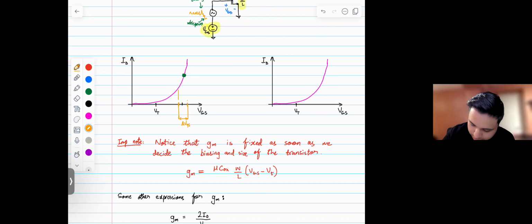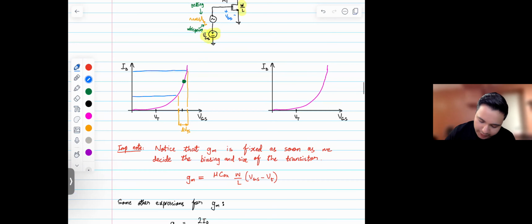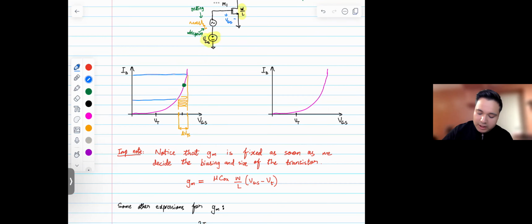That's here. This point corresponds to, let's say, this point in the circuit. Okay, and now the ID corresponding to this point would be here. The ID corresponding to the minimum VGS would be here. So if we have, let's say, a sine wave from the microphone that is this small, we would have a change in the drain current, which is much larger.